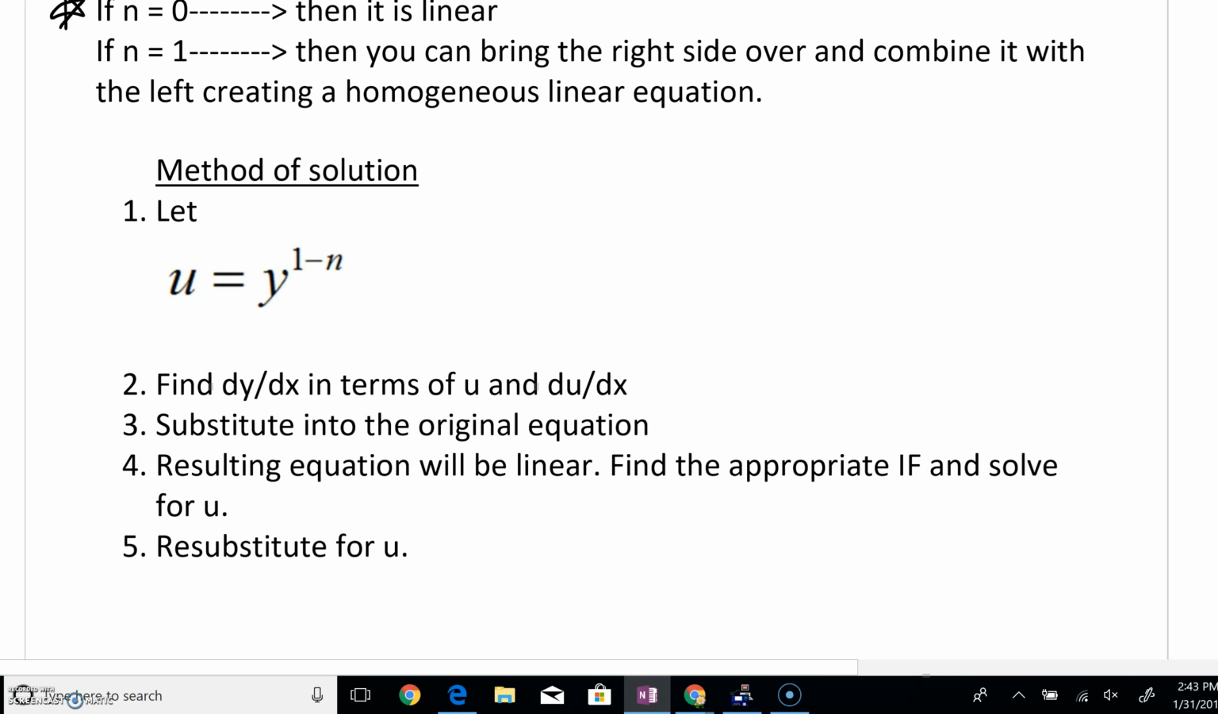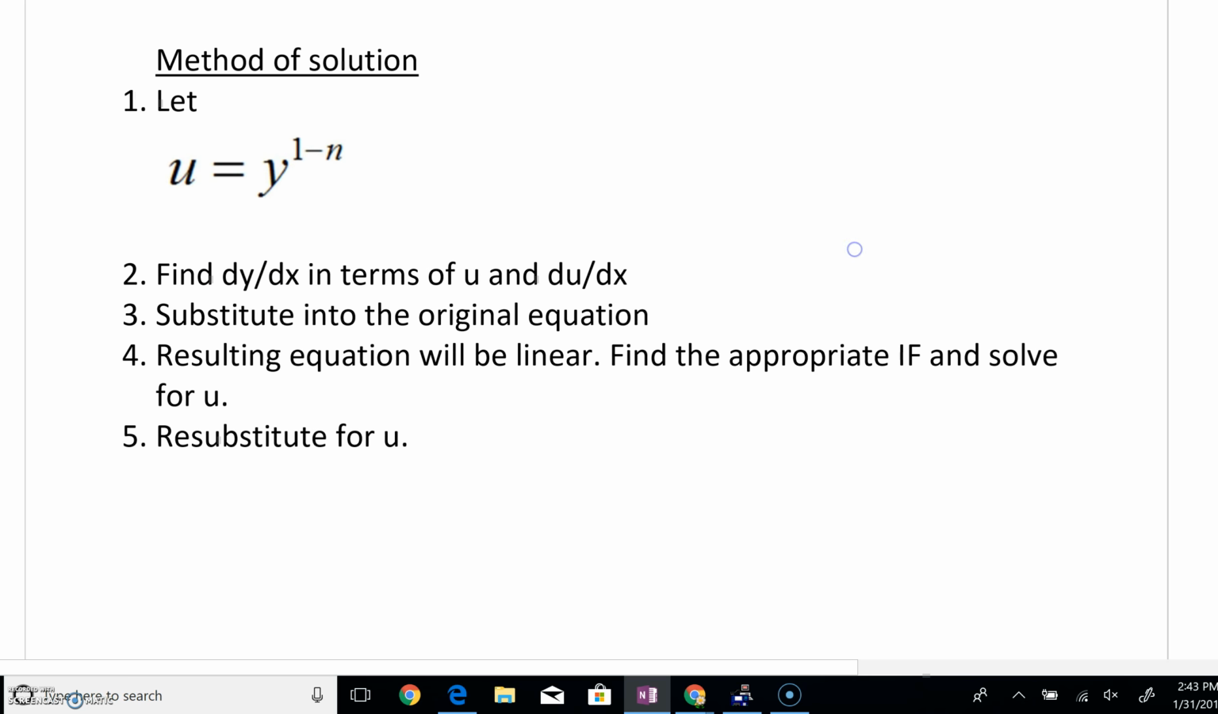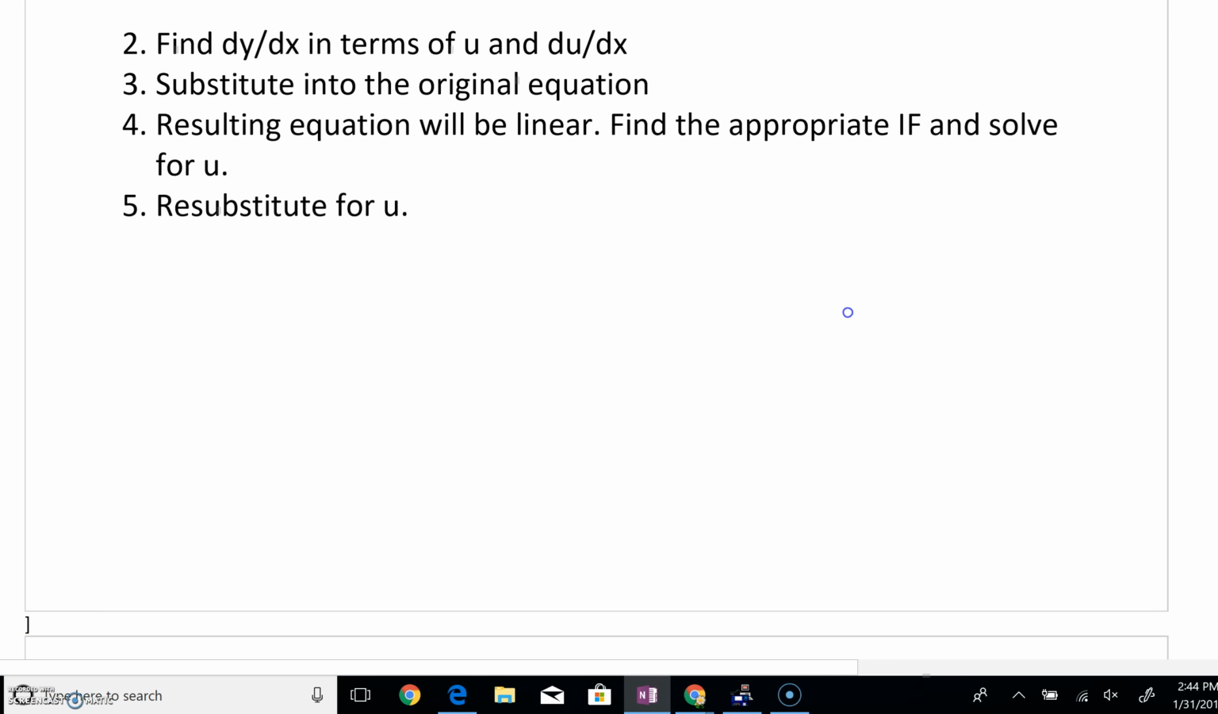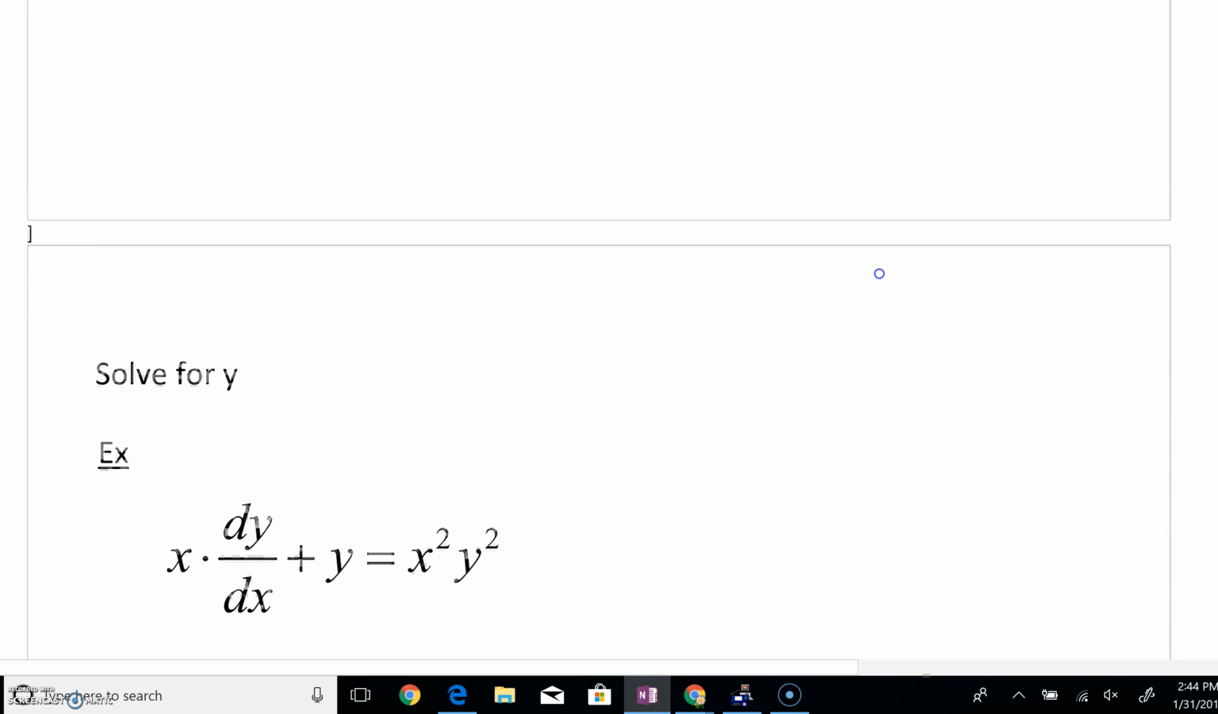Here are our guidelines. U will equal y to the 1 minus n. We'll then find a dy dx in terms of u and a du dx. We will substitute into the original equation. The resulting equation will be linear. We'll find an appropriate integrating factor. We'll solve for u. Once we solve for u, we'll resubstitute back in, and then we'll have our answer.